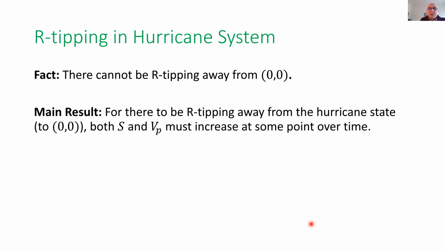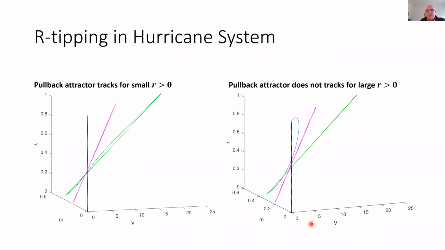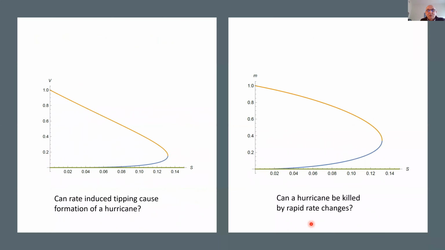As I said, there can't be R-tipping away from 0,0, but the main result is there can be R-tipping away from the active hurricane state down to the 0 state. So you can kill the hurricane, but you have to have both shear and the potential intensity increasing at some point, which is interesting because, if I go back to my bifurcation diagram, you would expect that wind shear kills hurricanes, so you would need the wind shear increasing to kill it.